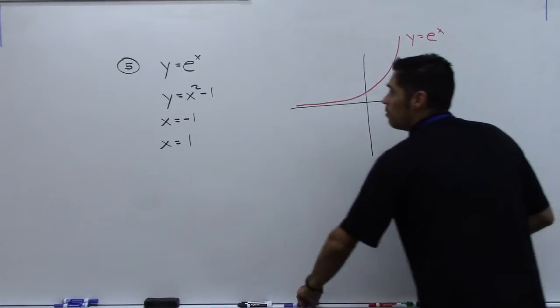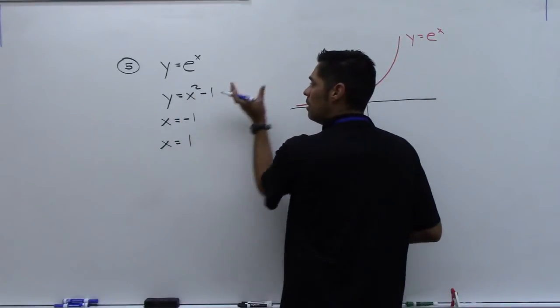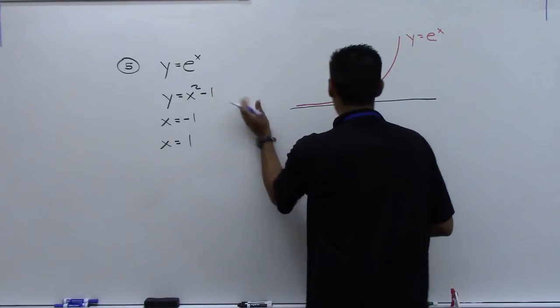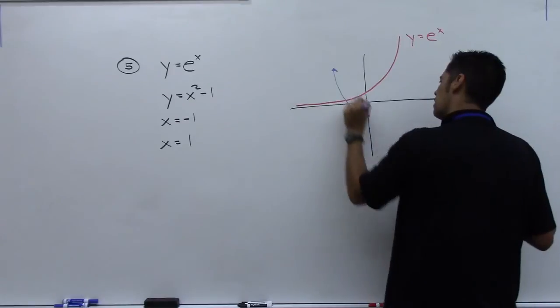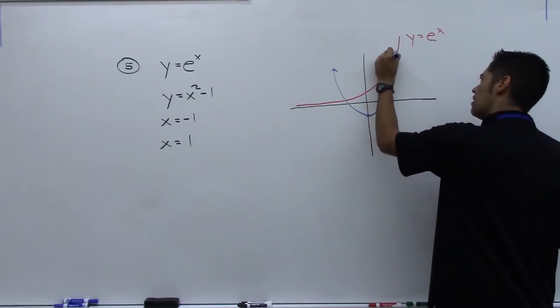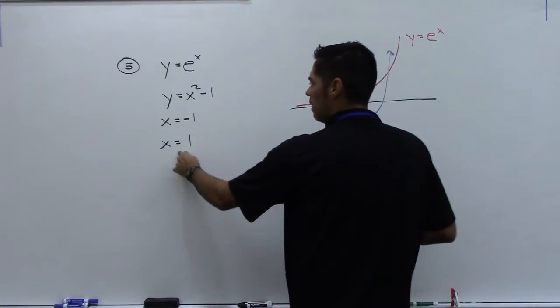And then the other one is y equals x squared minus 1. This is a parabola like this, but it's moved down 1. So just shift it down 1. It looks like this. And it goes like that. And then we have x equals 1 and x equals negative 1.